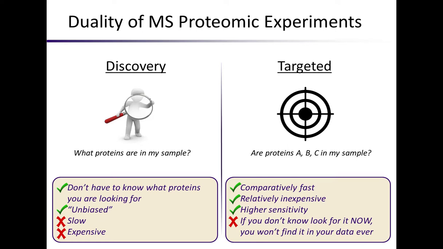On the other hand, targeted experiments can be very, very fast. They're relatively inexpensive, and you get a higher sensitivity because you're looking exactly at what you want to see, exactly at what you want to know. You're asking a very targeted hypothesis. However, if you don't know to look for it, you're not going to see it ever, right? You're going to have to go back to those samples and analyze them again if you come up with a different hypothesis.